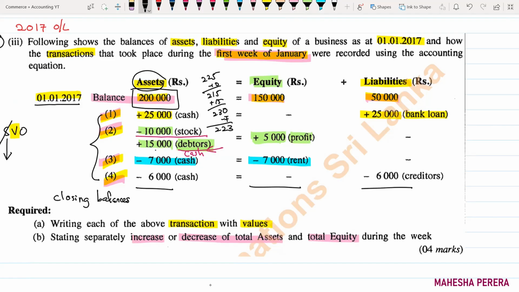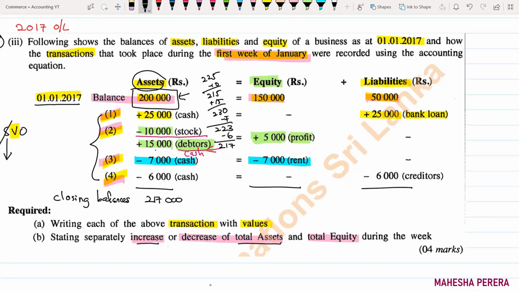223,000, right? And then again minus 6 is actually how much? It's 217,000. So our closing balance of assets is 217,000 rupees. Opening balance is this much. So they ask us, stating separately increase or decrease of total assets and equity.